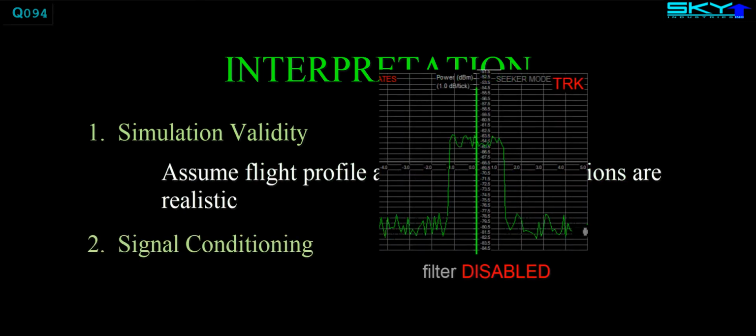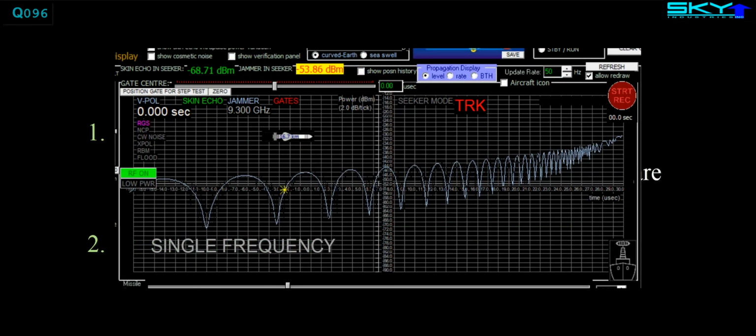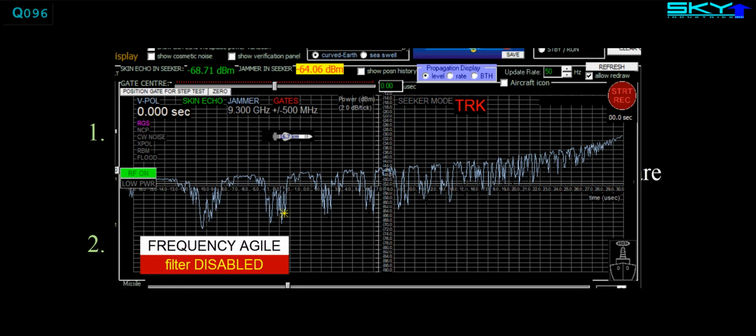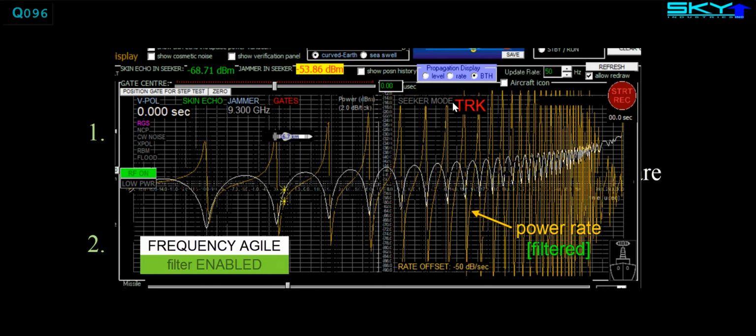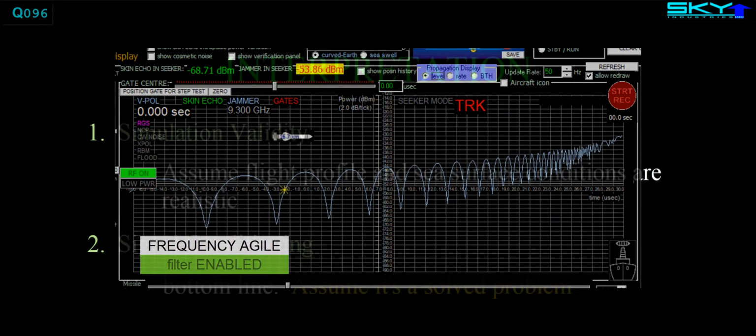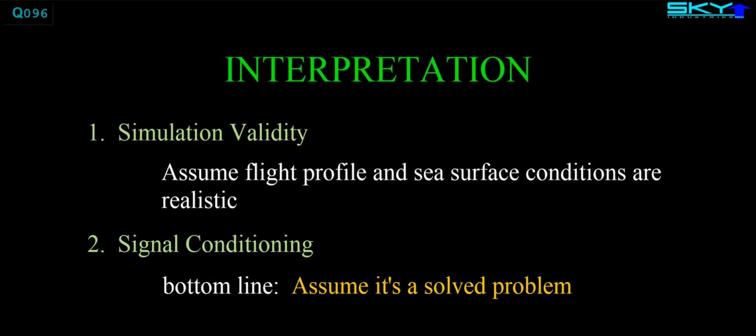Second point, signal conditioning. Suppose that the jog detector includes signal conditioning filters which effectively remove scintillation caused by, for example, sea clutter. If the seeker is frequency agile, then there will be scintillation caused by frequency changes, since multipath is a function of frequency. Suppose that the propagation noise caused by frequency agility has been removed by signal processing, either by filtering the aggregate power signal or by segregating the signal into frequency channels and then conditioning each channel separately before combining them for jog detection.